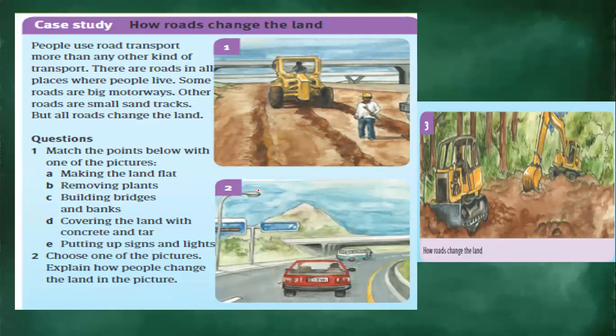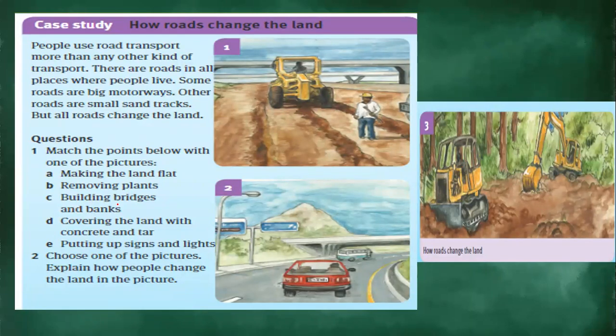Number B, removing the plants. In order to make the road, obviously, you need to remove the plants. Which picture shows that they are removing the plants? Khoto says number 3, Kleng says 3, Ntsako also says B3. I also say B3. As you can see, they are removing the plants in order to make the road.